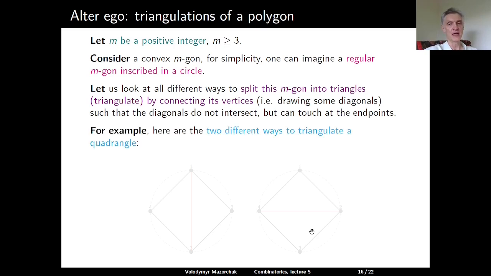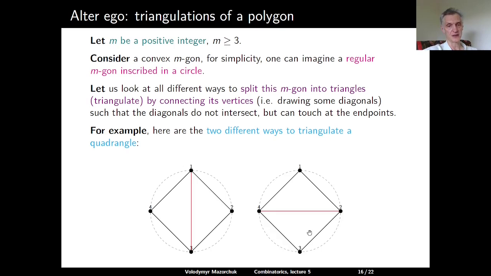So for example, there are exactly 2 different ways to triangulate a quadrangle. So we have a quadrangle, 1, 2, 3, 4, our vertices, which is inscribed in a circle, and we can draw the diagonal 1, 3, and then it's triangulated, or we can draw the diagonal 2, 4, and then it's triangulated.